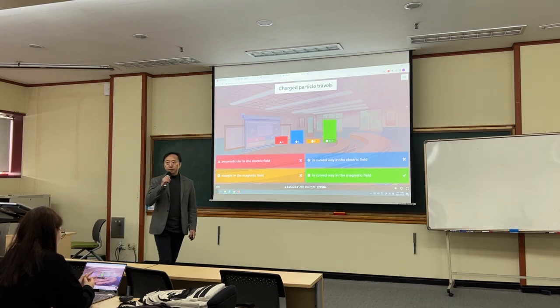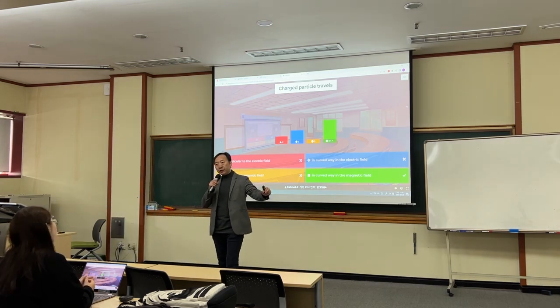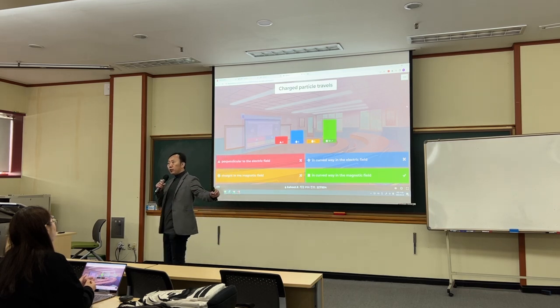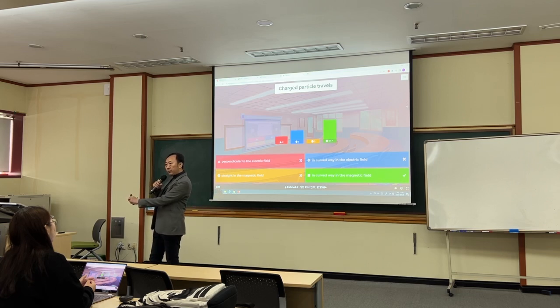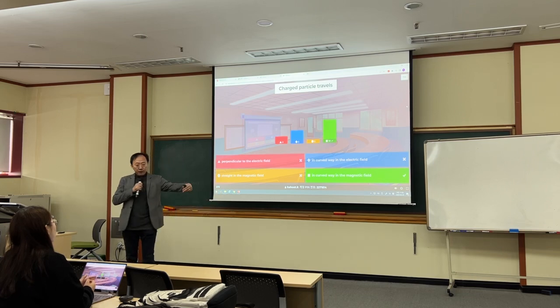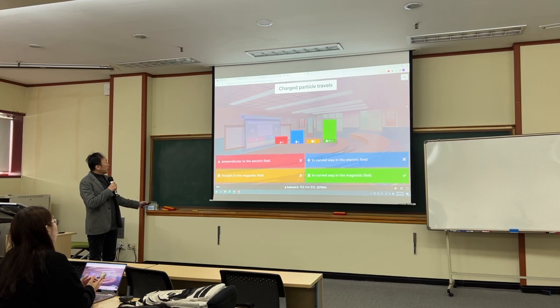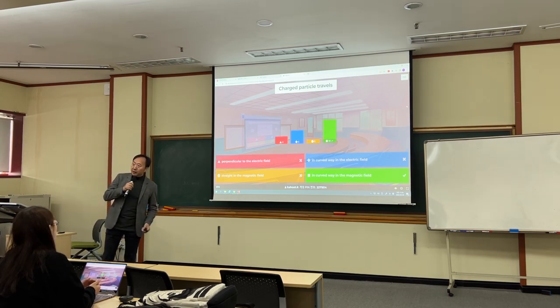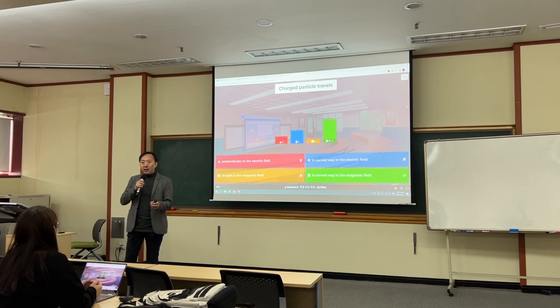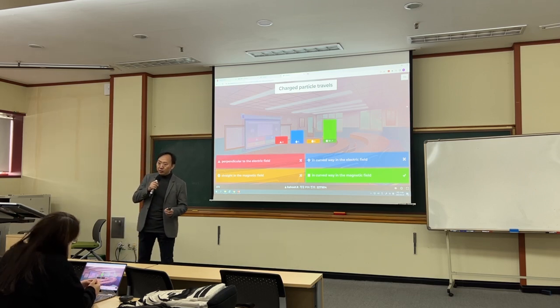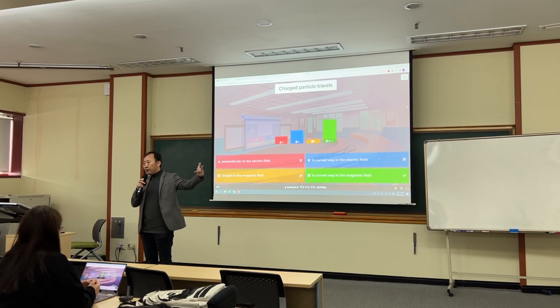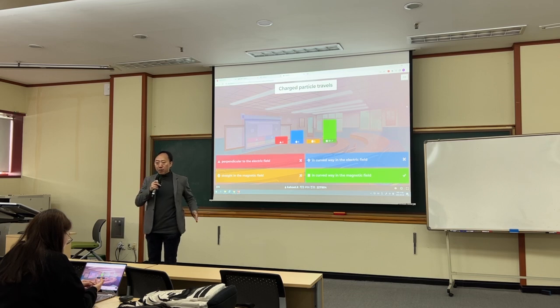If a charged molecule is in an electric field, it follows the electric field and moves to the opposite direction, right? Positively charged one goes to the negatively charged electrode, not perpendicular, it follows that electric field. And if that charged molecule is inside a magnetic field, if it stays, then it doesn't move. But once it starts to move, there is a Lorentz force applied, and it gets the force perpendicular to the electric field, right?